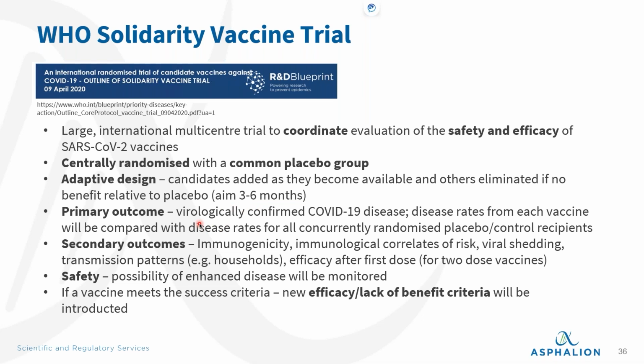The primary outcome is virologically confirmed COVID-19 disease. So the disease rates from participants receiving each vaccine will be compared with disease rates for the concurrently randomized placebo and control recipients. Secondary outcomes are immunogenicity, immunological correlates of risk, so overreaction to the immunization, viral shedding, transmission patterns, and efficacy after first dose. And safety, the possibility of enhanced disease has to be monitored as well. If the vaccine meets the success criteria, new efficacy and lack of benefit criteria will be introduced.